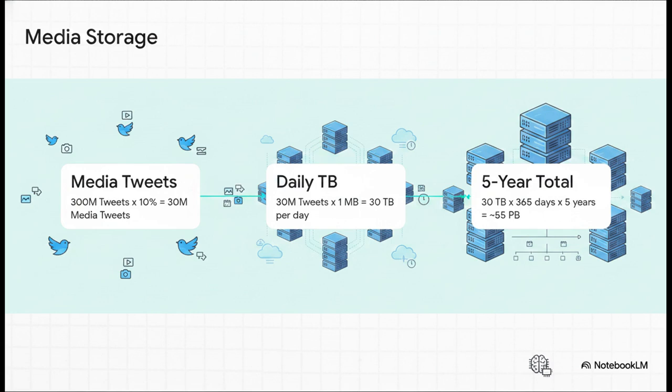Following that exact same structure logic, let's figure out our 5-year media storage. Step 1, take those 300 million daily tweets, multiply by our 10% media rate, and we get 30 million media tweets a day. Step 2, multiply that by our 1 megabyte average media size, which yields 30 terabytes of brand new media generated every single day. Finally, step 3, 30 terabytes times 365 days times 5 years. Once again, aggressive rounding is our friend, bringing us to roughly 55 petabytes. Notice how clearly tracking our units completely saves us from getting tangled up in the math here?